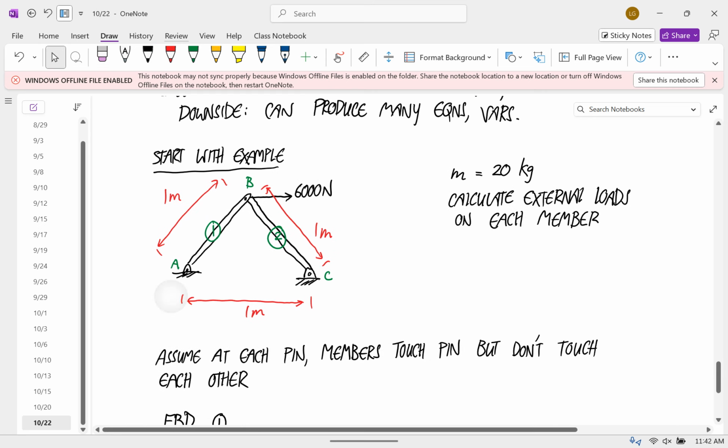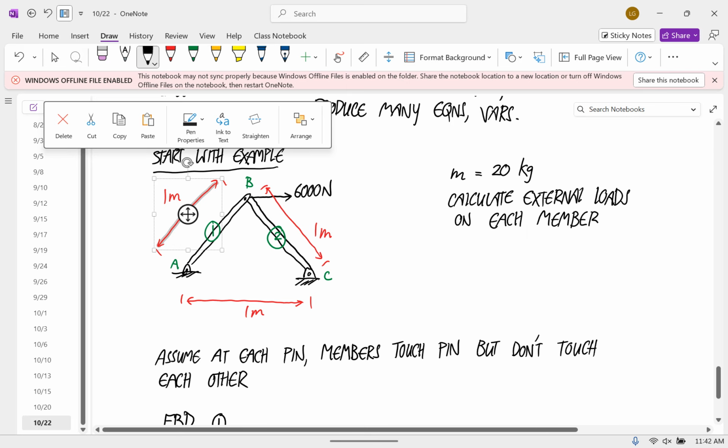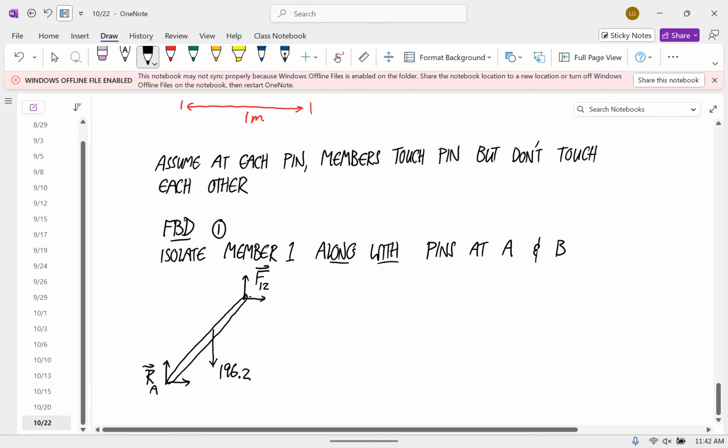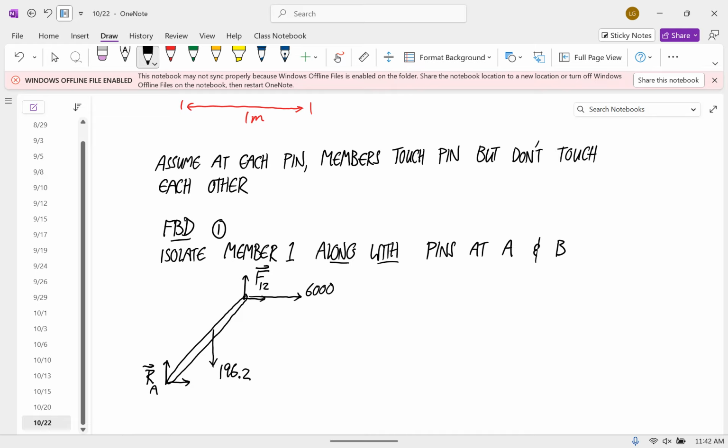Okay, and then this 6,000 Newton force is applied to the pin. But that pin I'm including as part of my member 1. So I'm going to put that in this. Okay. Any questions about that? That's all the loads acting on member 1 if we include those 2 pins along with member 1.